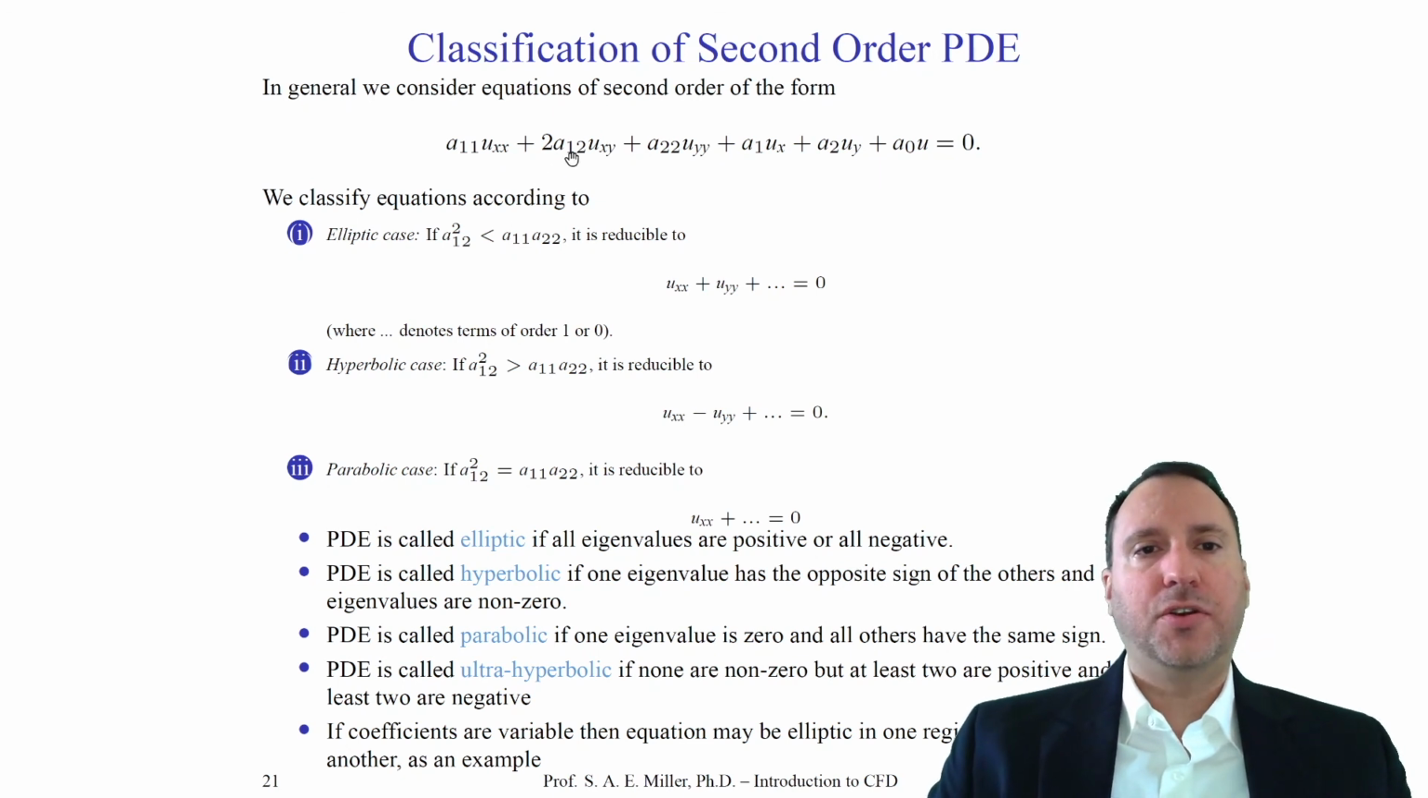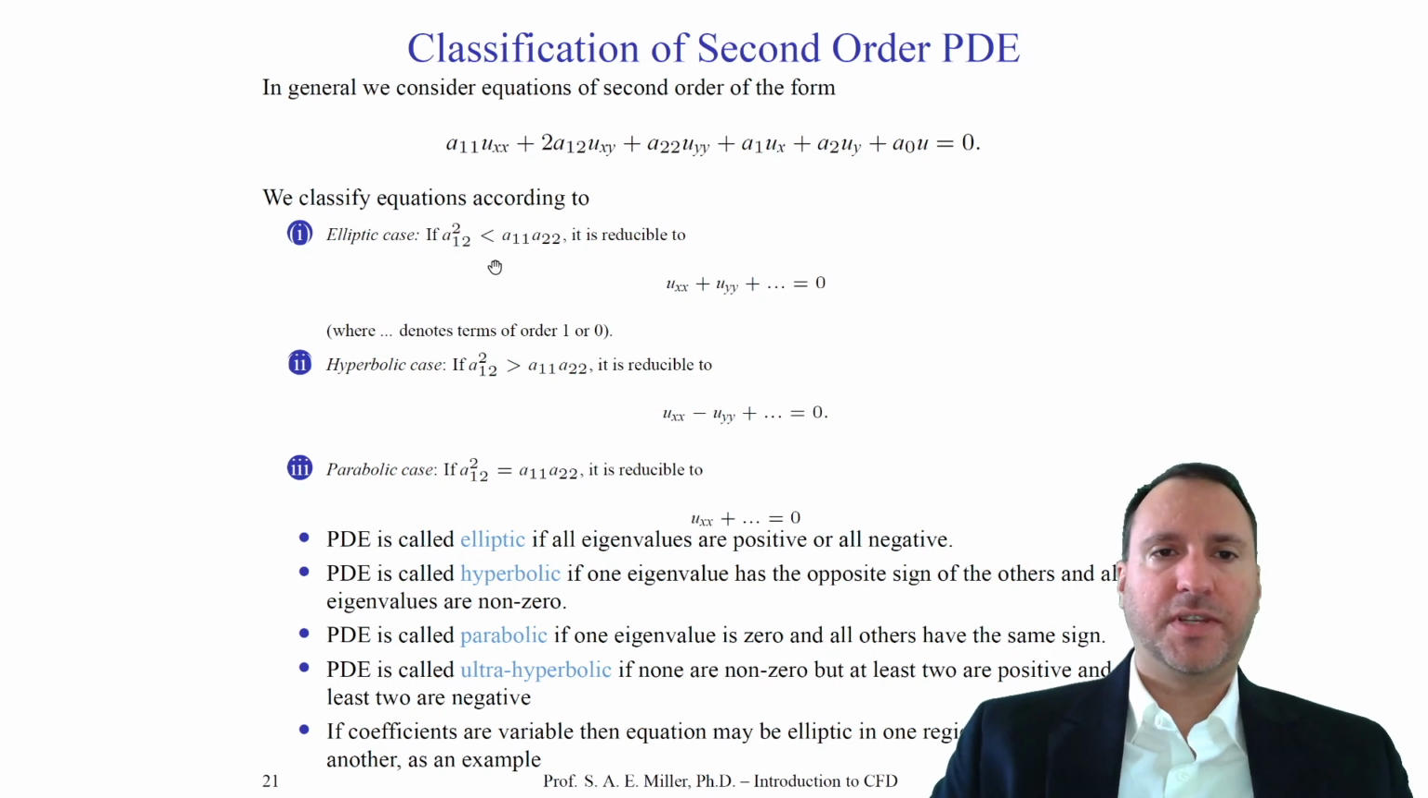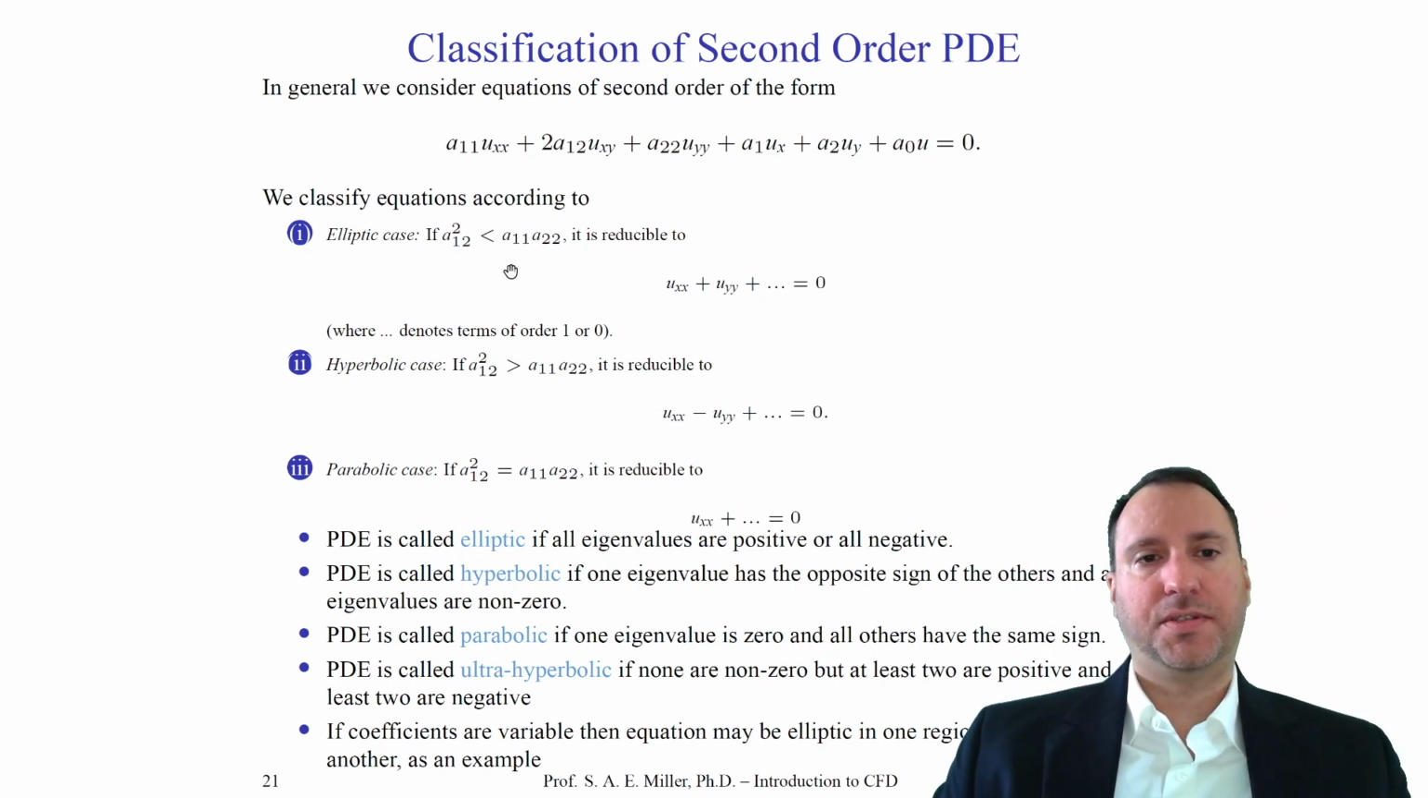If a12, which is the coefficient in the second term, squared is less than the product of the coefficients in the first and third terms of our basic general equation, then we might be able to reduce the entire equation to something like this, shown below. Partial 2u partial x squared plus partial 2u partial y squared plus the remaining terms is equal to 0. We call equations with this property elliptic equations.